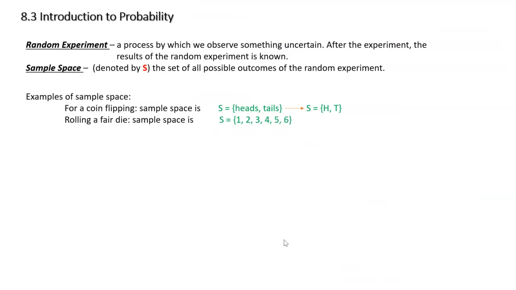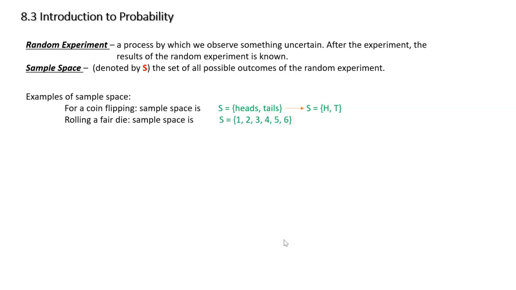Now, introduction to probabilities. We have to define the random experiment, a process by which we observe something uncertain. After the experiment, the result of the random experiment is known. The sample space is denoted by S, the set of all possible outcomes of the random experiment. Examples of sample space: if you flip a coin, it can either be heads or tails. So the sample space will just be heads and tails, H for heads and T for tails.